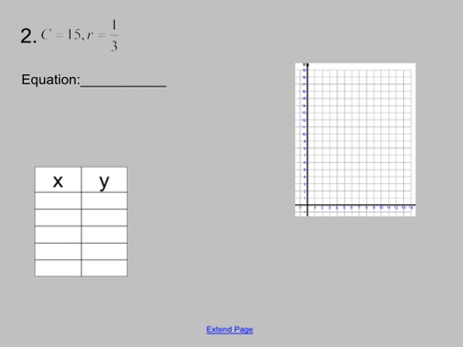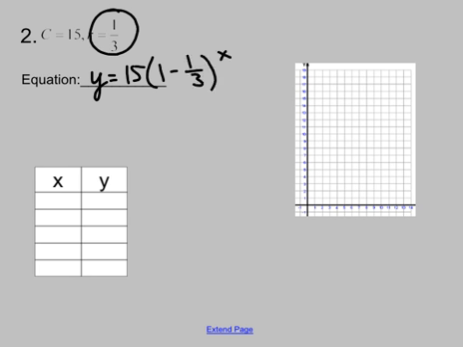Now, number 2. It's got the fraction thing again. Alright? So I probably would have y equals, it starts at 15. I know this is a decay one, so I want 1 minus a third x. Now remember, 1, the best way to write that is 3 over 3. So my math brain works, 15, 3 minus 1 is 2/3 of a pi.